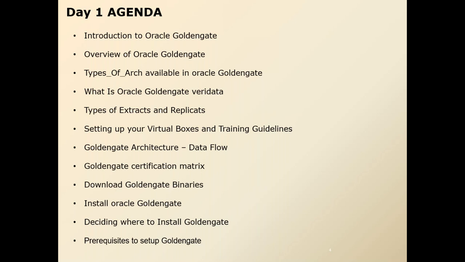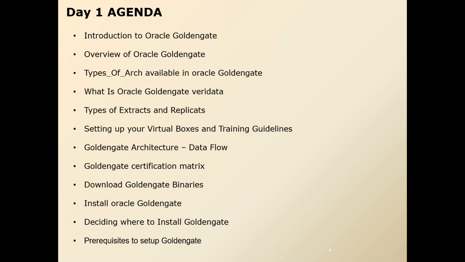One is classic, second is microservices. What is the difference between the two? We'll be discussing. Then what is GoldenGate Veridata? Then different types of extracts and replicats available with GoldenGate. We'll be discussing how to set up your VirtualBox and training guidelines as I mentioned. Then GoldenGate architecture, how the data flows from source to target. Then how to check certification matrix. What are the things you need to keep in mind before installing Oracle GoldenGate? So we'll be discussing how to check certification matrix, how to download GoldenGate binaries, and then perform GoldenGate installation.